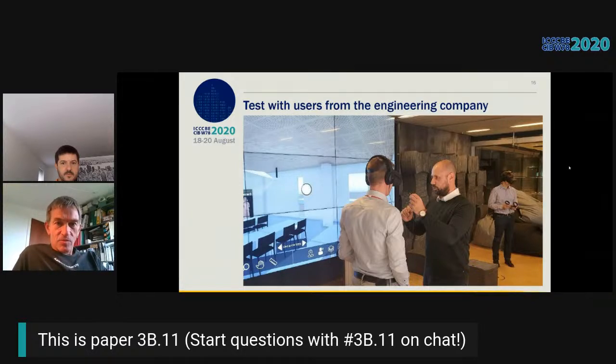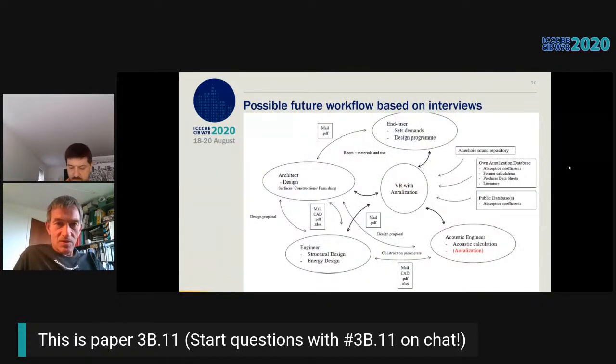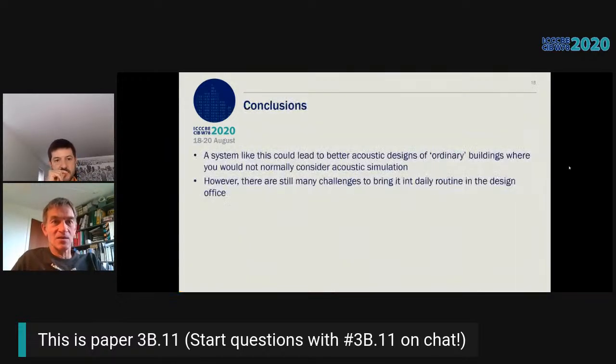And this is an example from one of these tests where we simulate. And this slide is not easy to see, but just to show the complexity of, say, the future workflow that could be used in the company if this kind of simulation should be used in the design processes, in the dialogue with the clients.